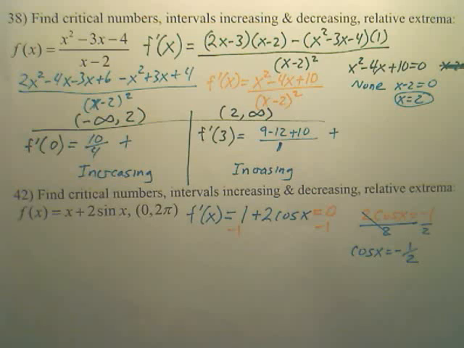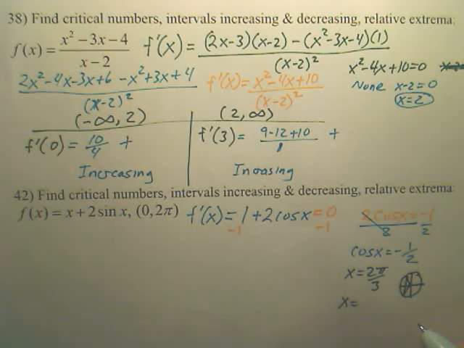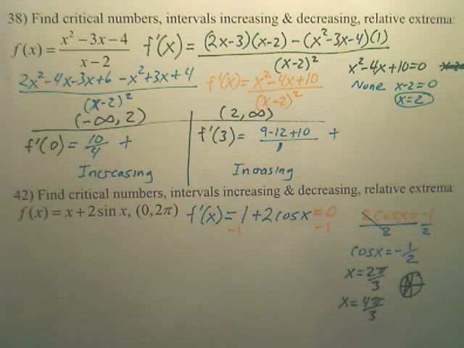If you think of your unit circle, where is cosine negative 1/2? Well, isn't that right there and right there? Isn't cosine negative 1/2 on those two values? Those two values on the unit circle would be when x equals, the first one is 2 pi over 3, and the other one down here is 4 pi over 3. Those are your two critical numbers.